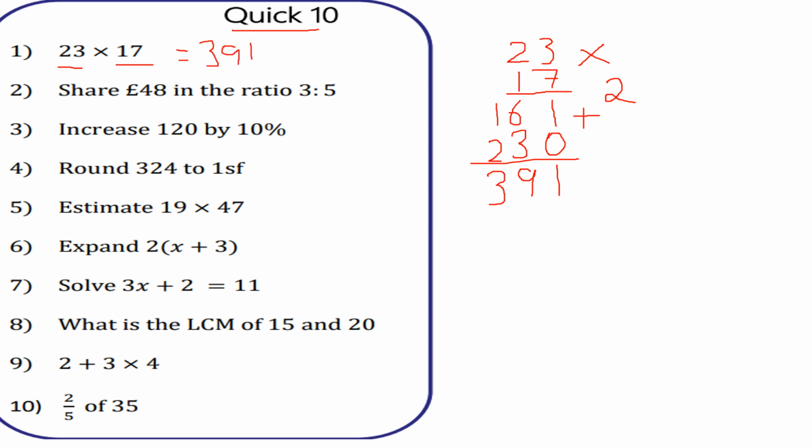Again, I can do it via the grid method or the lattice method, or any other method to work out my answer, by partitioning the numbers. But it gives me the answer of 391.